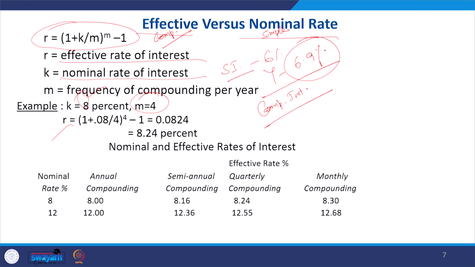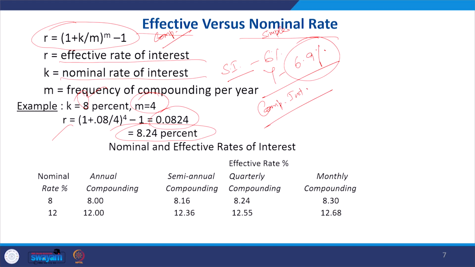we are applying (1 plus 0.08 divided by 4), power 4, that is the compounding frequency, minus 1. Finally, this amount becomes 0.0824, and in percentage terms this effective rate of interest becomes 8.24%. So, against the simple rate of interest of 8%, the compound rate of interest becomes 8.24%, and this is happening because of the effect of compounding, the magic of compounding. So, 8.24% is the compound rate of interest when you are compounding it quarterly, 4 times in a year, and 8% is only the simple rate of interest.